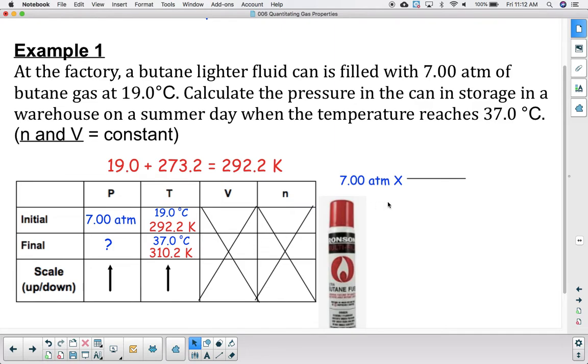When I stack them up to make the 7 atmospheres of pressure get larger, I want to put the bigger value, 310.2, on the top, and the littler value on the bottom, because this ratio in red right here now represents a value that's greater than 1 and will cause the 7 atmospheres of pressure to become greater. When I do the math and round to the appropriate 3 significant figures, I find out that the pressure inside my can is 7.43 atmospheres.